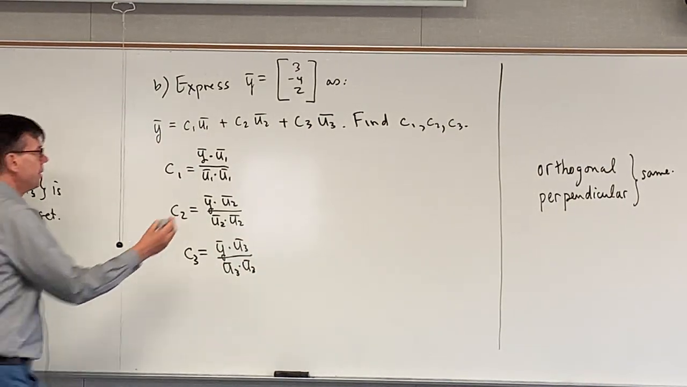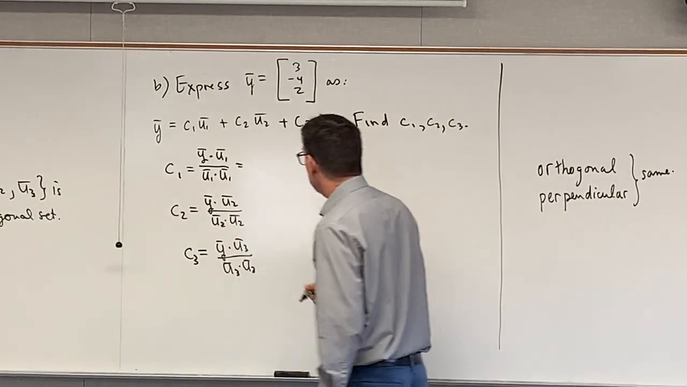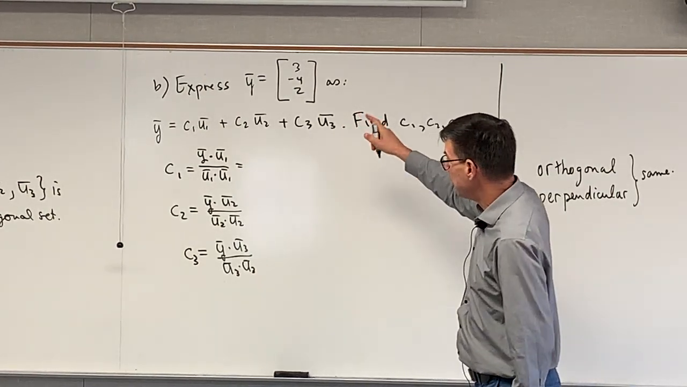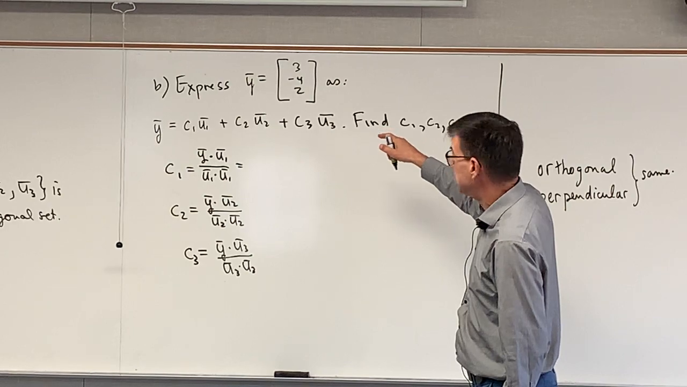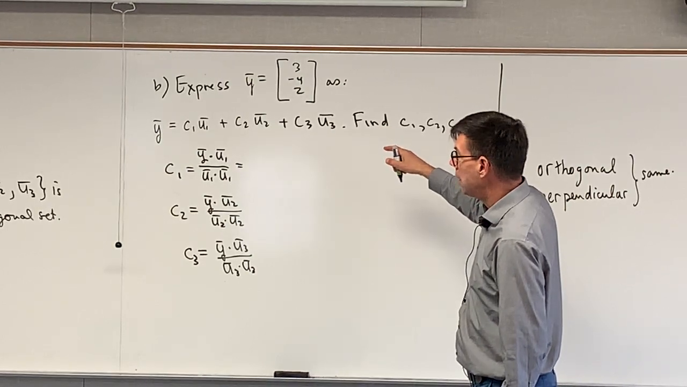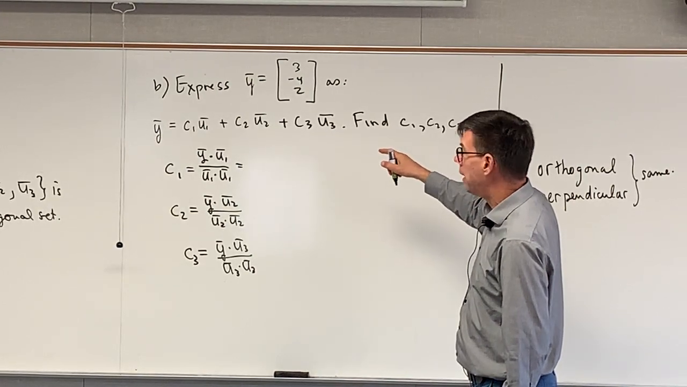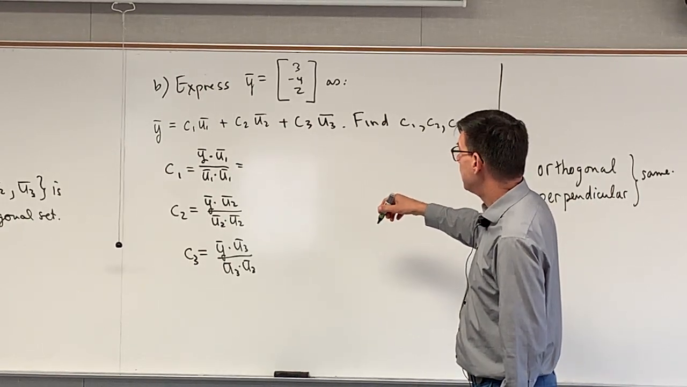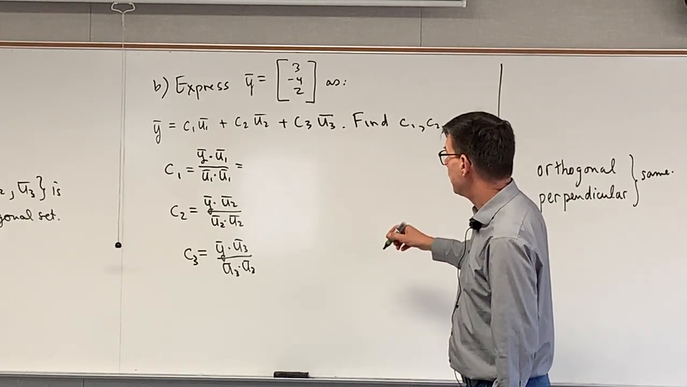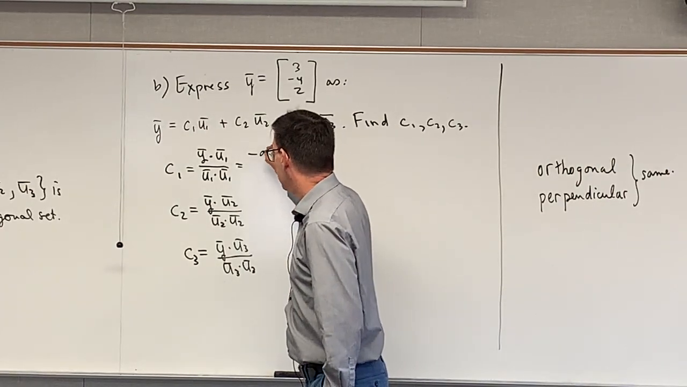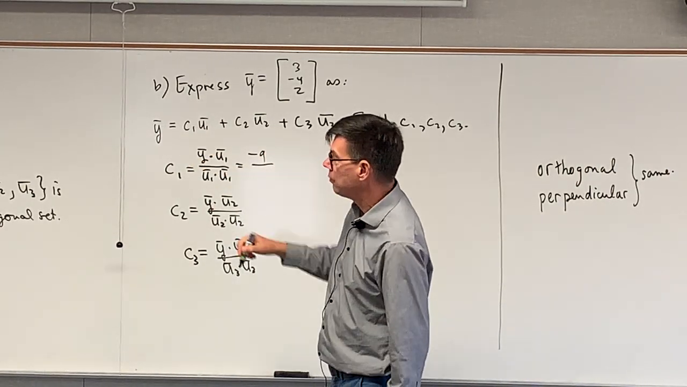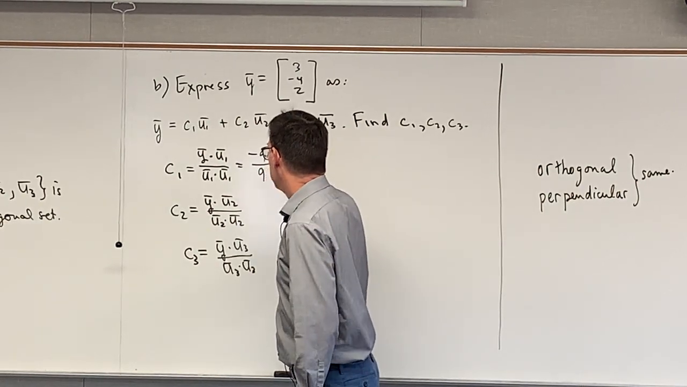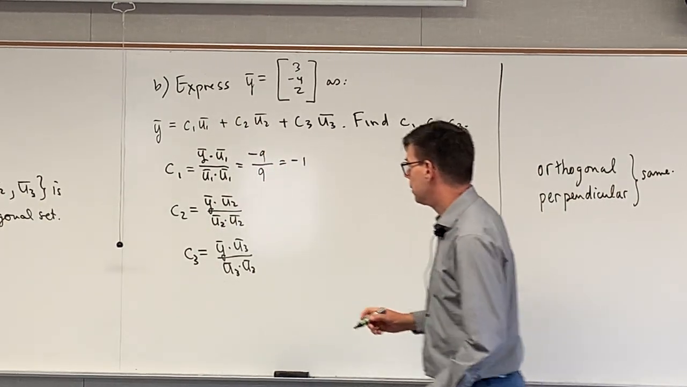Okay, and so this is just a plug-in problem. So I'm going to try to do some of these dot products in my head. So tell me if I'm wrong. Y dotted with U1, I'm getting 3 minus 8 minus 4, is that negative 9? Over U1 dotted with itself is 9. So that looks like negative 1.